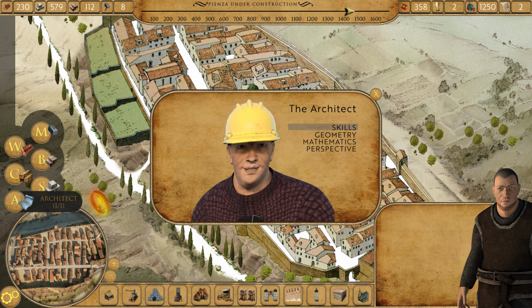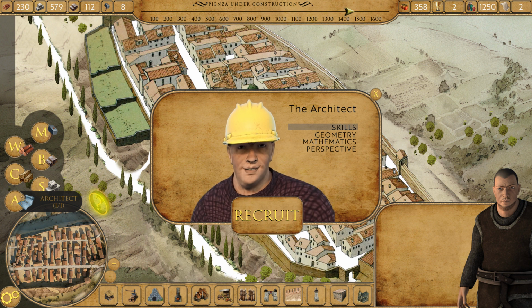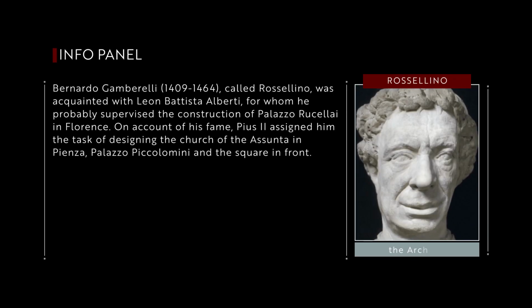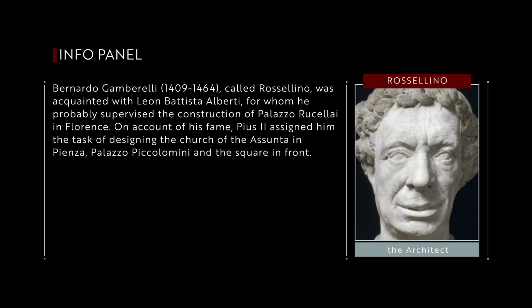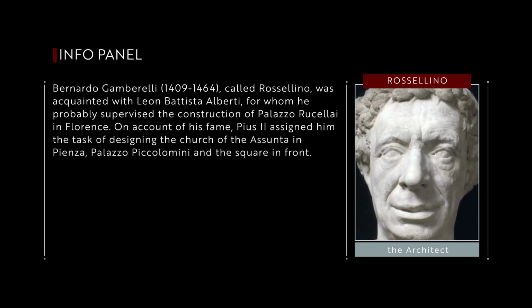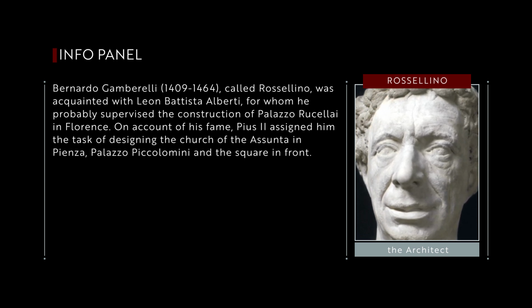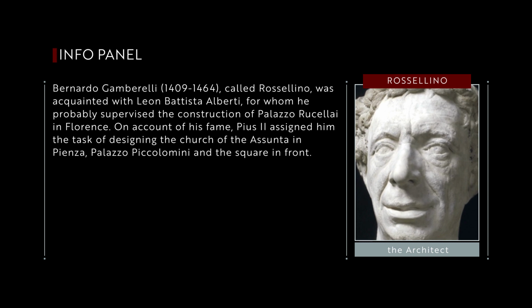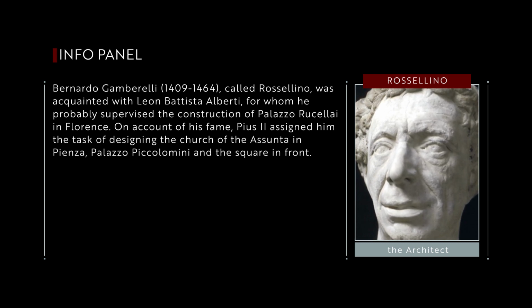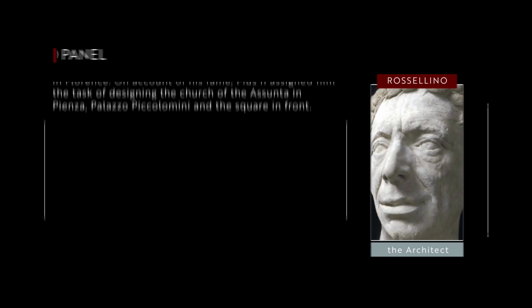I'm Bernardo di Matteo Gambarelli, called Rossellino, and I'm here to build Pienza, the city of the Pope. Bernardo Gambarelli, 1409 to 1464, known as Rossellino, was acquainted with Leon Battista Alberti, for whom he probably supervised the construction of Palazzo Rucellai in Florence. On account of his fame, Pius II assigned him the task of designing the Church of the Assunta in Pienza, Palazzo Piccolomini, and the square in front.